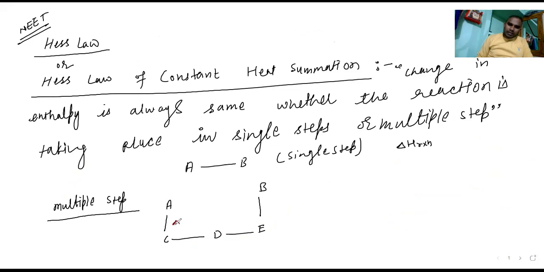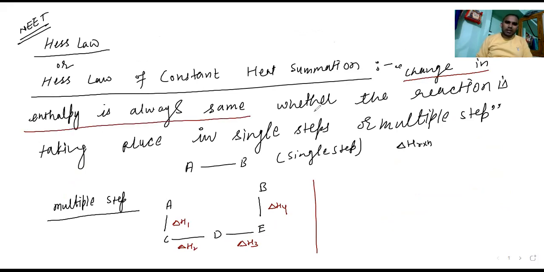So it can be delta H1, delta H2. This is 1, 2. This will be delta H3 and delta H4. Okay, so apply what they are saying. They are saying the change in enthalpy is always the same whether the reaction is taking place in a single step or multiple steps. So single step is this one, and multiple step is the sum of these.